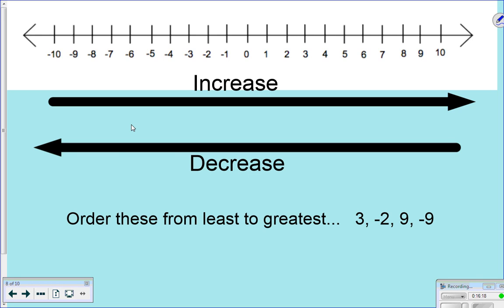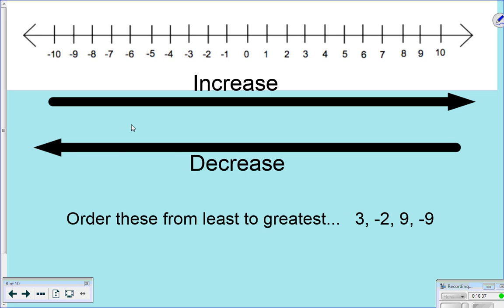So the last thing, I believe this is the last thing. They're going to ask you to order things from least to greatest. This is where your weather comes in. Because if you know you have a really, really big negative, is it really, really cold? Yes. Okay, so let's talk about ordering things from least to greatest. Let's talk about here. 3, negative 2, 9, negative 9.